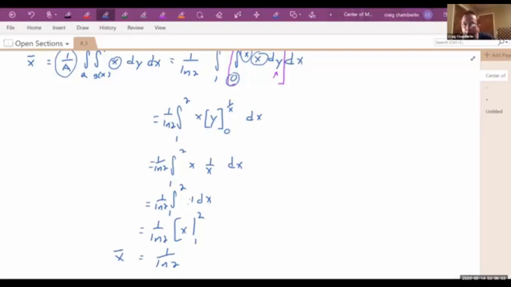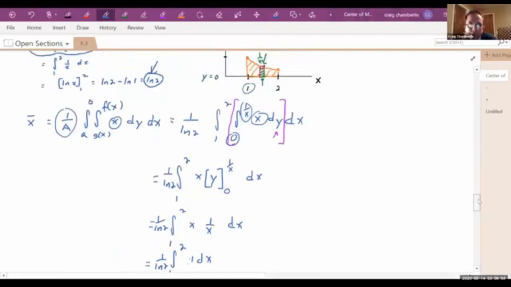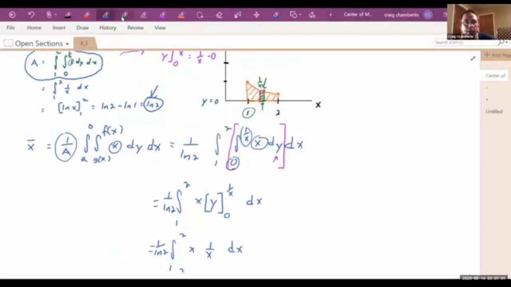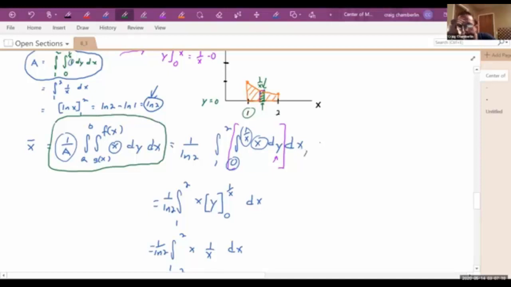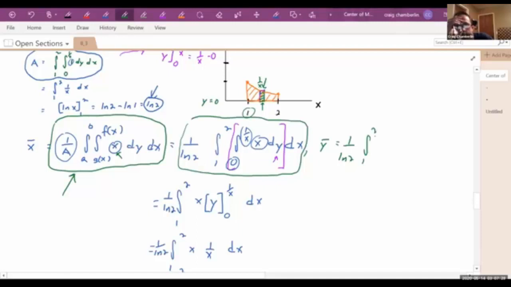And then we need y bar. Well, wait a minute. Let's go back up here and use either the area integral or the x bar integral as a model to help us set up y bar. So y bar is going to look just like this, except instead of sticking in an x, we stick in a y. So it's going to be 1 over area. That's 1 over natural log of 2. Actually, if we focus on this one, then it'll have the particulars of this problem. Integral from 1 to 2 of the integral from 0 to 1 over x. And then instead of an x, we need a y, dy dx.